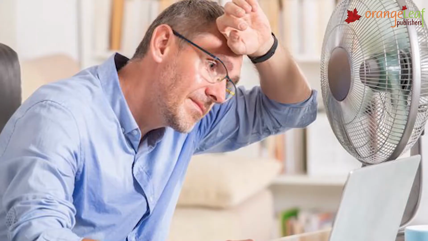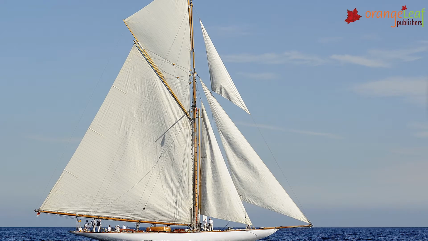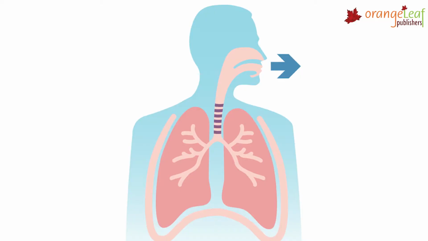So let's talk about the properties of air. Air occupies space. We cannot see air, but we can feel it. Have you ever seen leaves on a tree move? That is because of air. We can even feel it on our skin. Have you seen a sailboat in the sea? The air pushes it. When we breathe in, we take air into our lungs, and we push air out of our lungs when we breathe out.